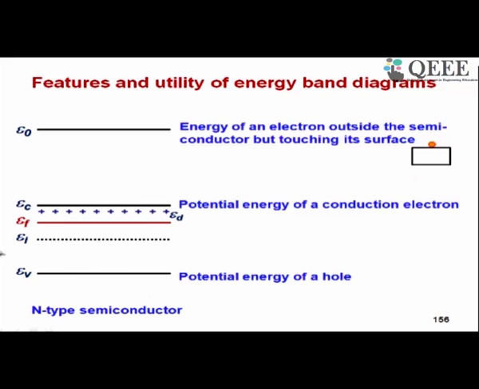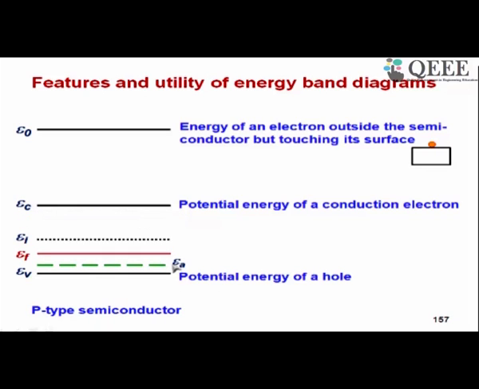In an n-type semiconductor, you show an additional level called Fermi level and what is called a donor level. This is the energy level corresponding to the donor impurity. The difference between EC and ED is the energy required to ionize a donor impurity. In a p-type semiconductor, you have acceptor impurities. So the energy level corresponding to this acceptor impurity is such that the difference EA minus EV tells you how much energy is required to ionize the acceptor.